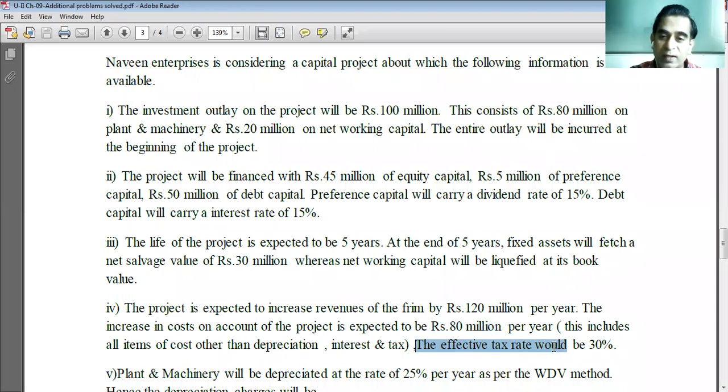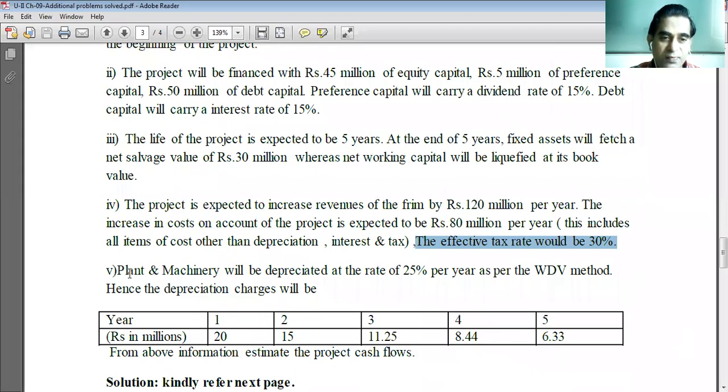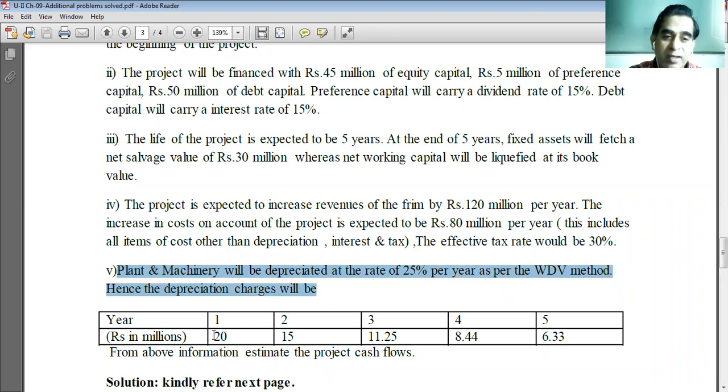The effect of tax rate would be 30%. Tax is charged at the rate of 30%. Then one more favor the author has done here. Plant and machinery will be depreciated at the rate of 25% per year as per written down value method. Hence, the depreciation amount is given readily. You need not calculate depreciation in this problem.